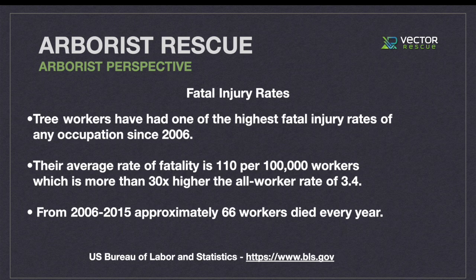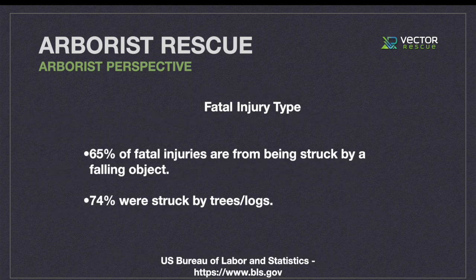Tree workers have had one of the highest fatal injury rates of any occupation since 2006. The average rate of fatality is 110 per 100,000 workers, which is 30 times higher than the all-worker rate of 3.4. And from 2006 to 2015, approximately 66 workers died every year. 65% of fatal injuries are from being struck by a falling object, and 74% of those were struck by, obviously, trees or logs coming down.